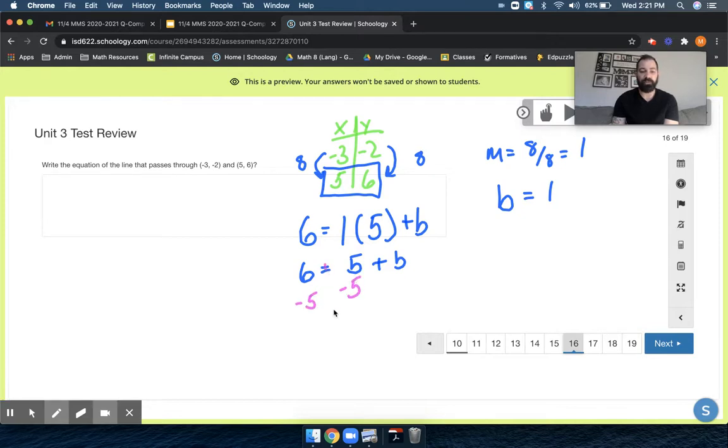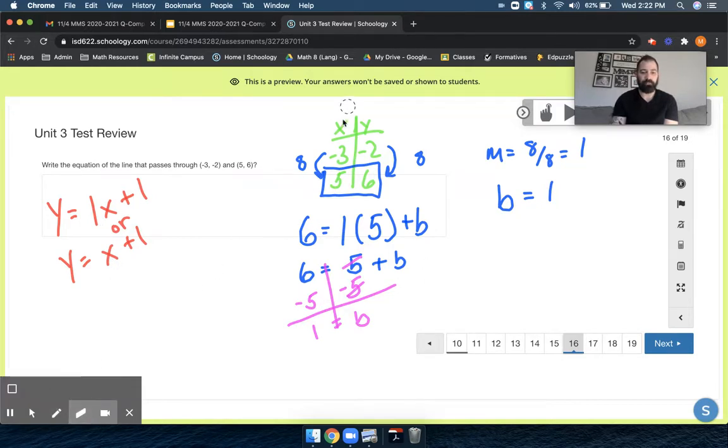Minus 5 to both sides. 6 minus 5 is 1. These cancel, we're left with b. Almost done. We need to rewrite the equation. Y equals mx plus b, or if you didn't want to write this one here, x plus 1. Either answer, same answer. Doesn't matter which way you write it, it is both right. Remember, find your slope, pick a point, substitute to find b, then write your equation.